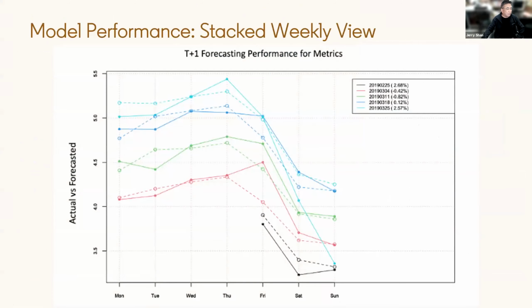So now, with the model we just mentioned, here is the output, a stacked weekly view. Previously we saw, on a weekly basis, different colors. And here the solid color corresponds to the actual, and the dotted line corresponds to the forecast. And as you can see from this model, the legend also gives numerical output. The quality is actually very reasonable: 2.6, and sometimes 0.82, very reasonable.